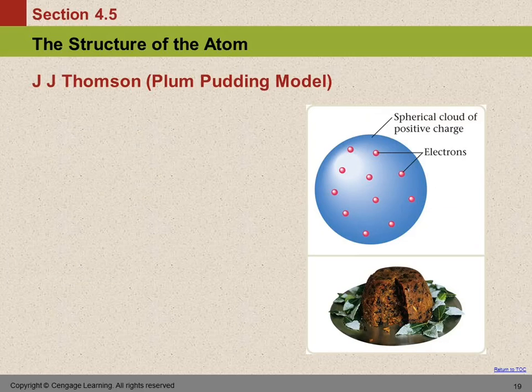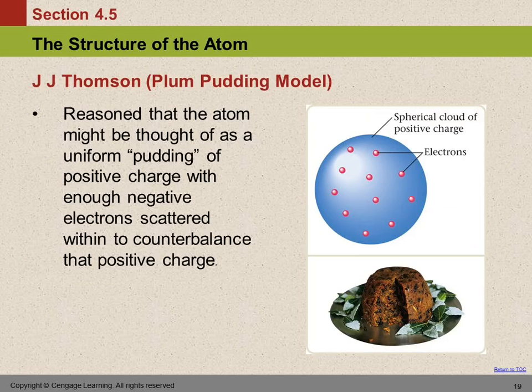So Thomson came up with a model of what he thought the atom looked like. Has anybody ever had plum pudding? Have you heard of plum pudding? Some of you have at least heard of it. It's a British dish. Some of those Europeans, they eat some strange things. This is a picture of plum pudding. It looks like carrot cake or raisin bread or something like that.